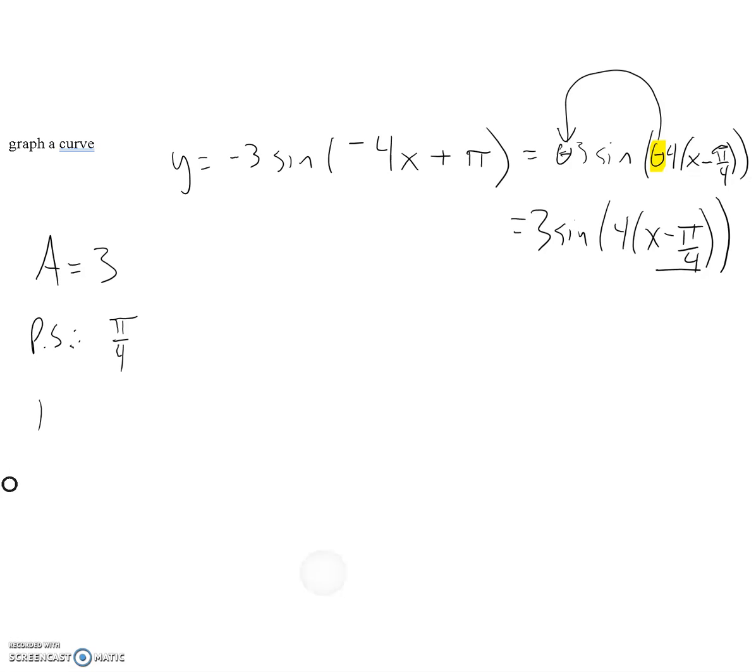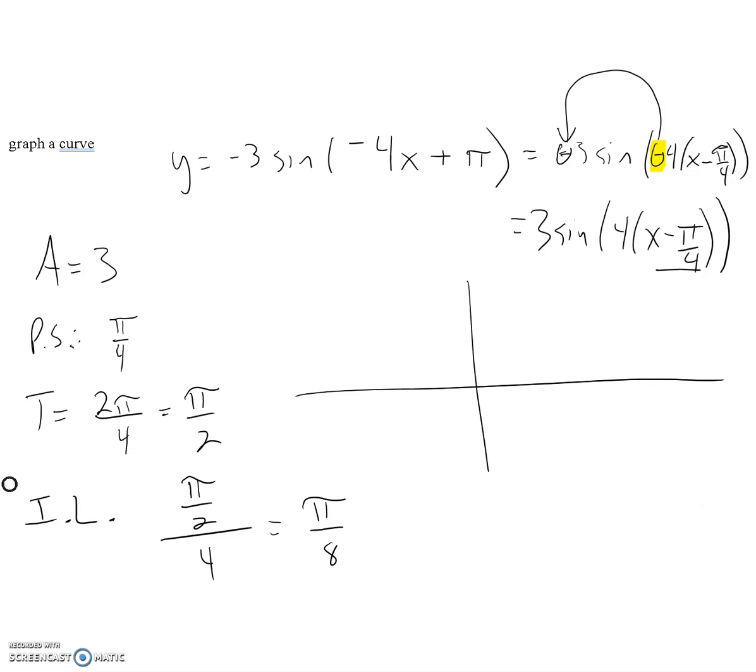The period is always 2 pi divided by this number. In this case, it's 4. So period's pi over 2. It goes through one complete cycle every pi over 2. And then the other thing I like to call is the interval length. So the interval length would be the period broken into 4 equal parts. That's how I'm going to do my tick marks.